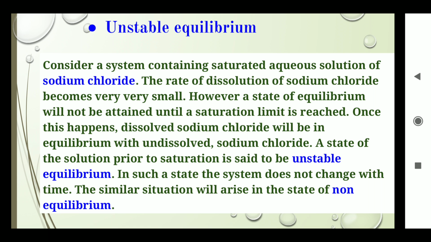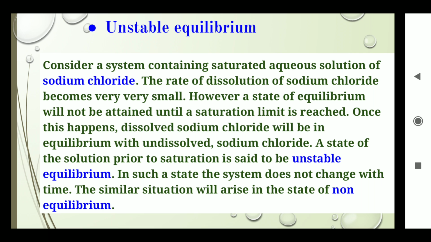So consider a system containing a saturated aqueous solution of sodium chloride. The rate of dissolution of sodium chloride becomes very small. However, a state of equilibrium will not be attained until a saturation limit is reached. Once this happens, dissolved sodium chloride will be in equilibrium with undissolved sodium chloride. A state of solution prior to saturation is said to be unstable equilibrium. In such a state, the system does not change with time.